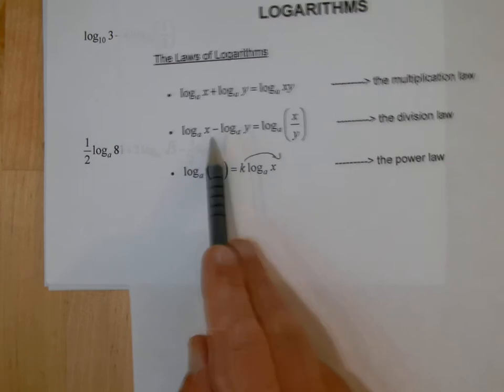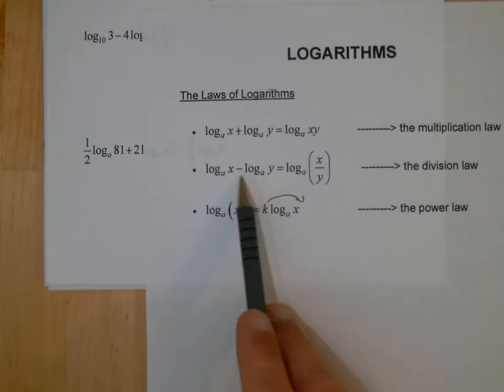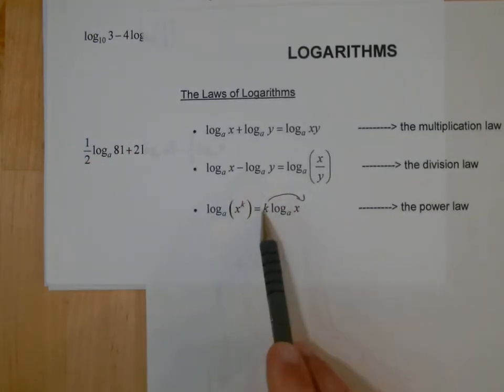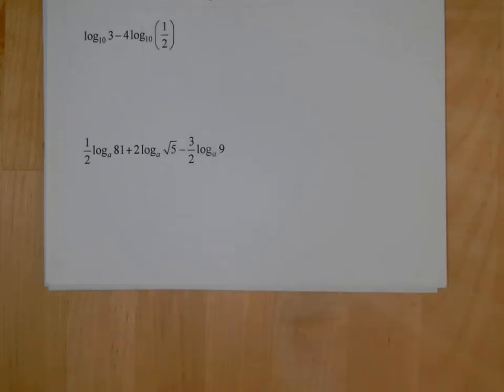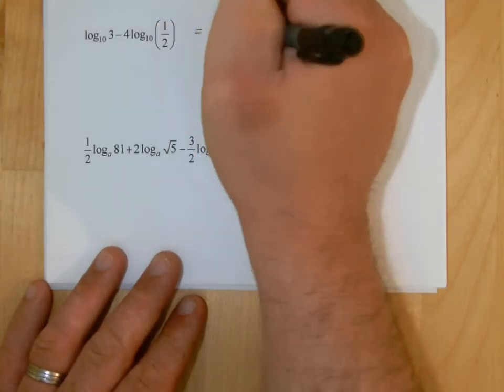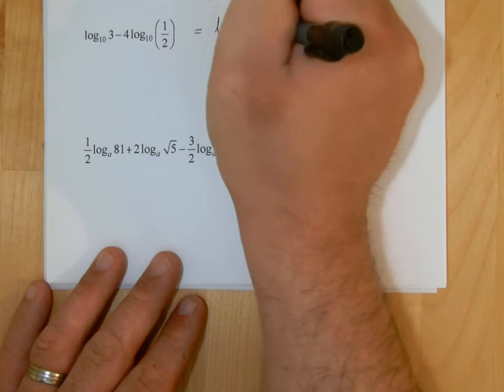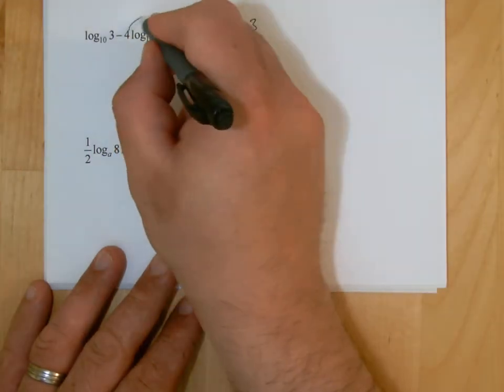So we're going to use this, but because there's a number in front of my second logarithm here, there's a 4 there, I've got to look at the third law here, and there's a number in front like a k, I can take it up to the power there. Okay, so let's keep the first logarithm as it is, log to the base 10 of 3. But this 4 here, let's just take that up as a power.